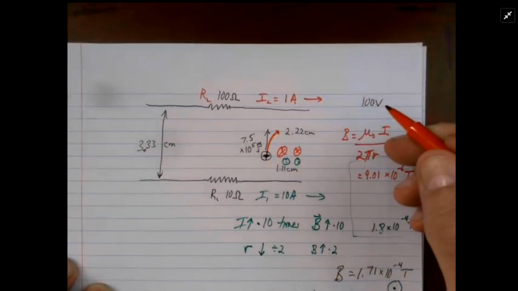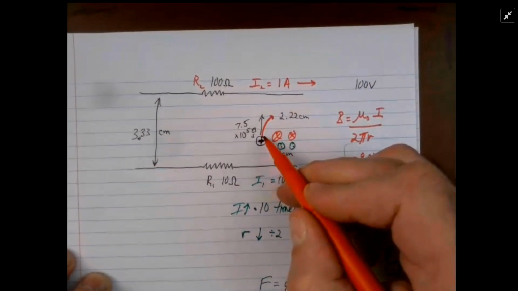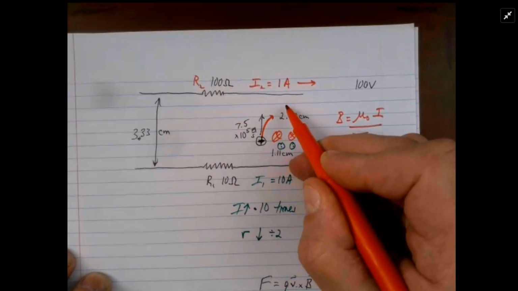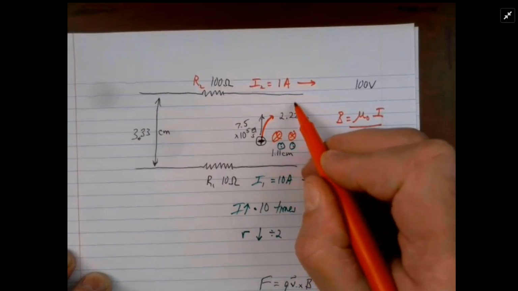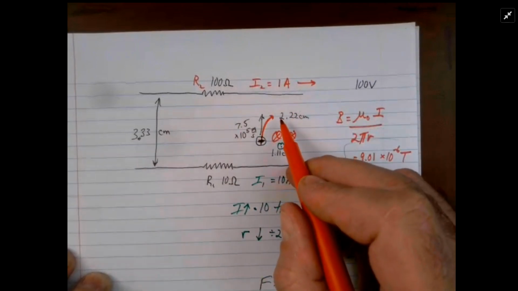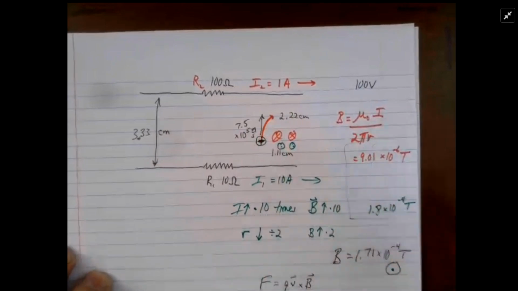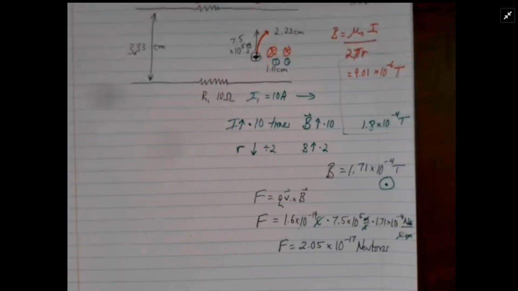Now, this will not go in a circular path because it's not a constant magnetic field. As soon as you get closer to this wire, there'll be a stronger field from the top and a weaker field from the bottom, so it's not going to be a circular path. But that hopefully will help. All right.